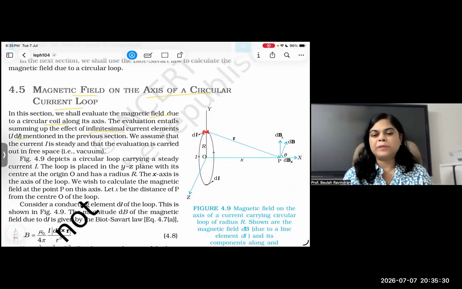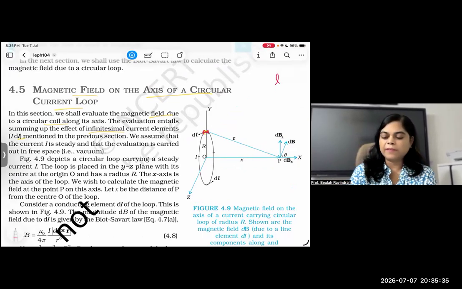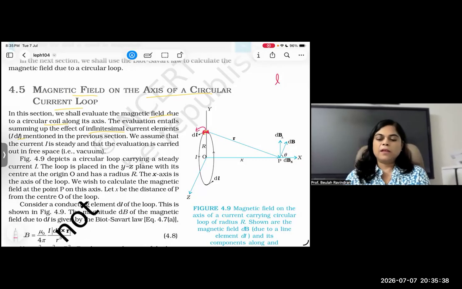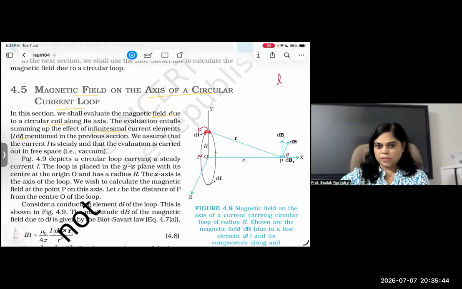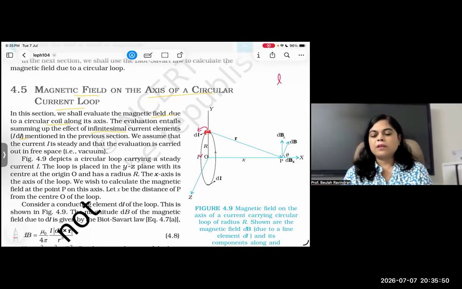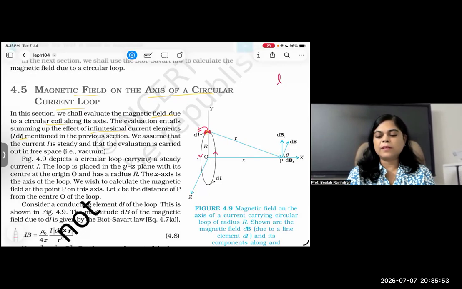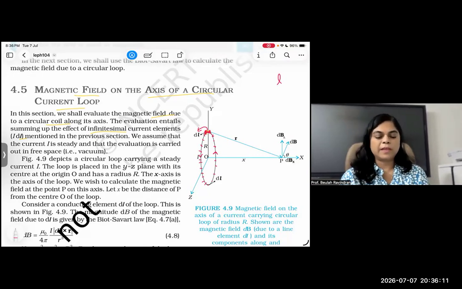So total loop length will be L. Since you are taking an infinitesimally small length, it is element dl. And then current I is passing through this, in the anti-clockwise direction like this. Okay, so here suppose you want to find the current element I dl, and then you can sum up: here also I dl, here also I dl, so you take the integration overall, and it will be the total magnetic field. Okay, so we'll see how to derive the magnetic field now.